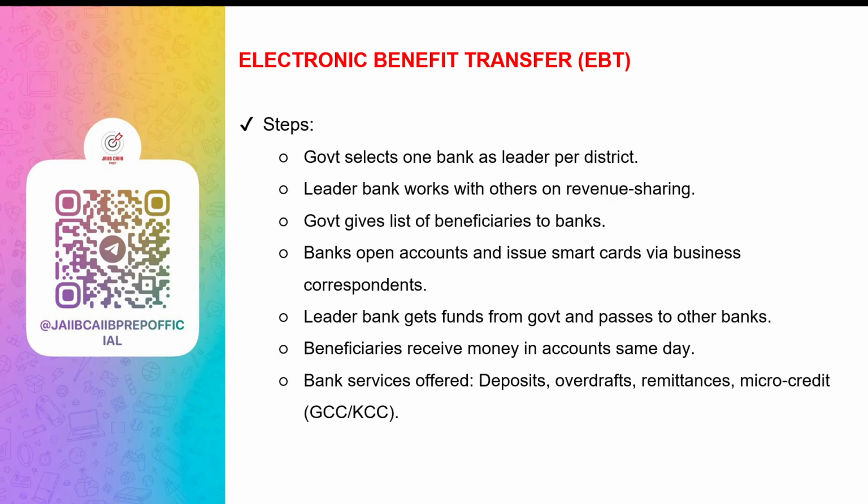So the state government deals with one leader bank per district. That leader bank signs a contract with other banks for sharing the work. Now, the nodal department of the state gives a list of the people who will receive the money. Other banks open accounts for those people and give them smart cards using business correspondents. The government sends money to the leader bank and the leader bank sends this money to other banks, and those banks credit the money to the people's accounts. So it is like this: the state government sends money to the leader bank, the leader bank sends money to other banks, and these banks send money to the people's accounts.